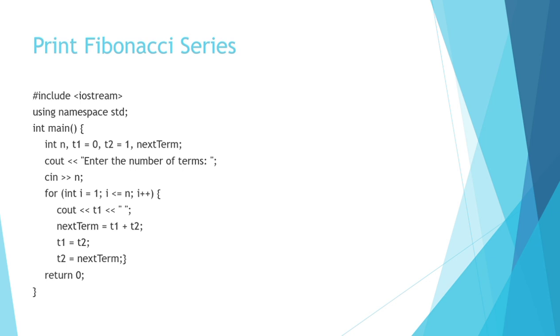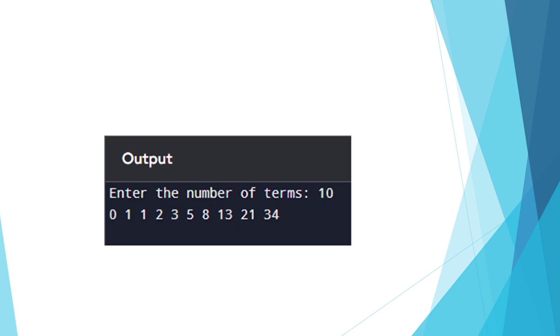The Fibonacci sequence starts with 0 and 1. The next terms are obtained by summing the last two terms. First term, 0. Second term, 1. Third term, 0 plus 1 equals 1. Fourth term, 1 plus 1 equals 2. Fifth term, 1 plus 2 equals 3. Sixth term, 2 plus 3 equals 5. Seventh term, 3 plus 5 equals 8.